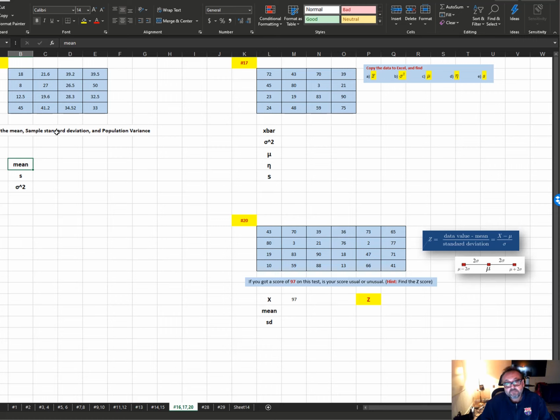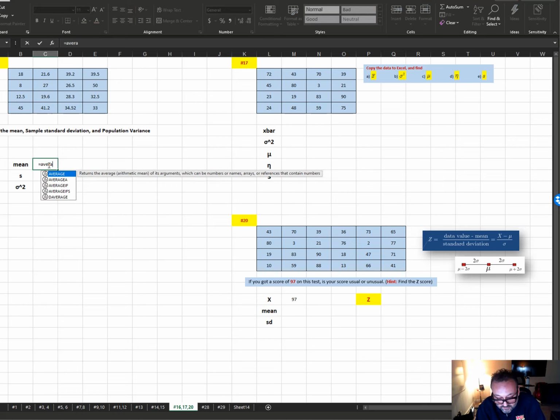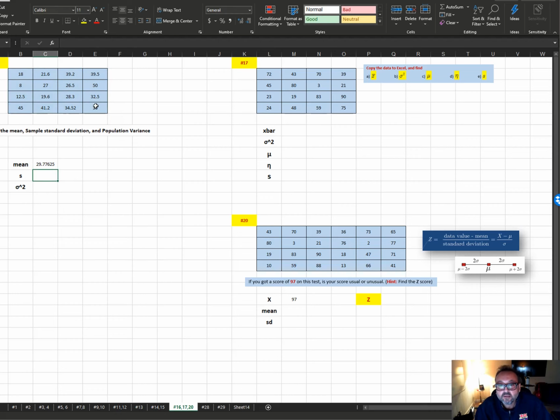Reason being, it really doesn't make a difference in the calculation of the mean, whether it's the sample mean, which is the x bar, or the population mean, which is mu. They're both calculated using the command average. Unlike the standard deviation and variance, where the commands have a .s or a .p after them, meaning .s for the sample and .p for the population, the mean doesn't have that. So if I want to calculate the mean, whether it's sample mean or population mean, I just type average and select the values, and there's my mean.